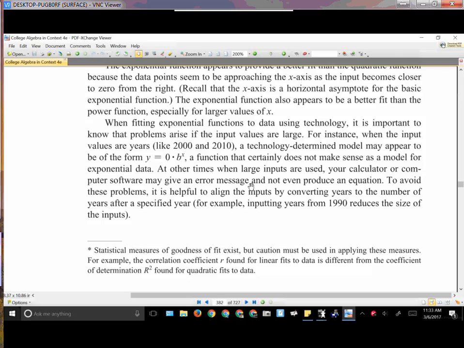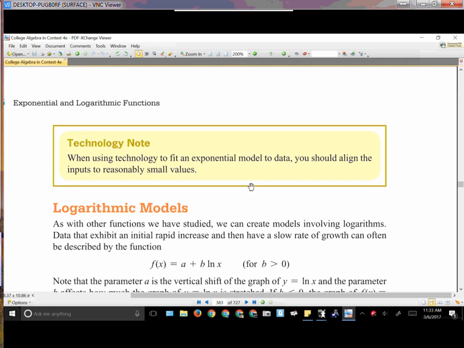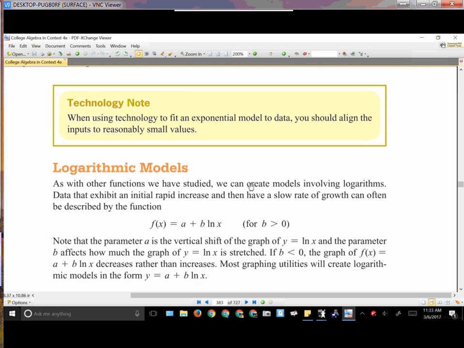Now, we've talked about this idea of correlation coefficient. Little note down there. It says statistical measures of goodness of fit exist, but caution must be used in applying these measures. For example, the correlation coefficient R found for linear fits to data is different from the coefficient of determination R squared found for quadratic fits of data. Similar, but not the same idea. Okay.